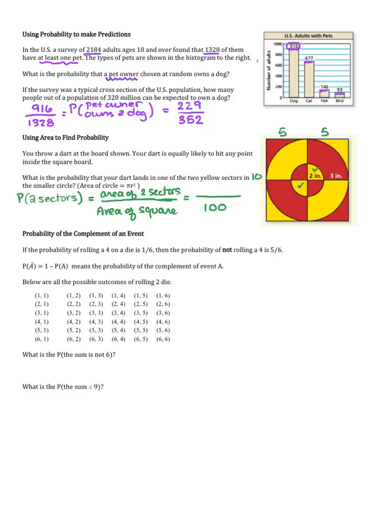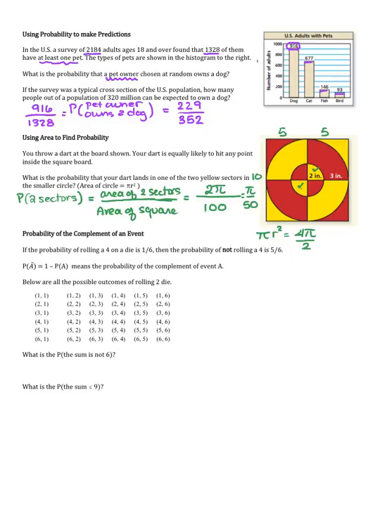To find the area of the circle, it's basically half of a circle with a radius of 2. So remember, the area of a circle is pi r squared. So that's going to be 4 pi. But then we only have half of that, so this is going to be 2 pi. Over 100, which we could then reduce to pi over 50. That would be the probability of landing in one of those two little sectors of a circle.